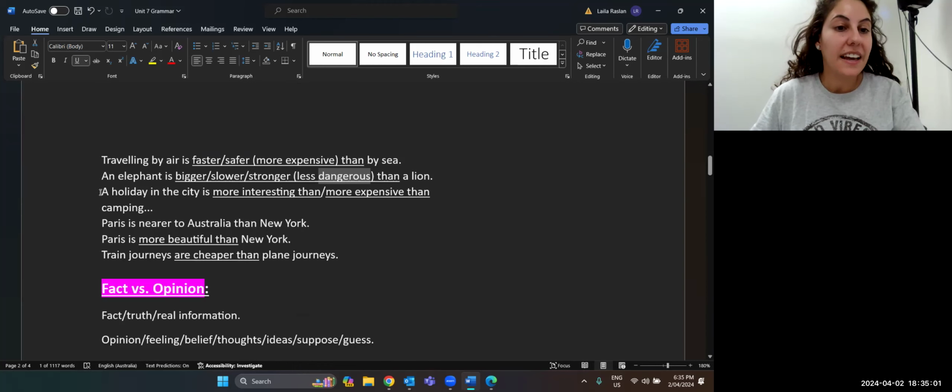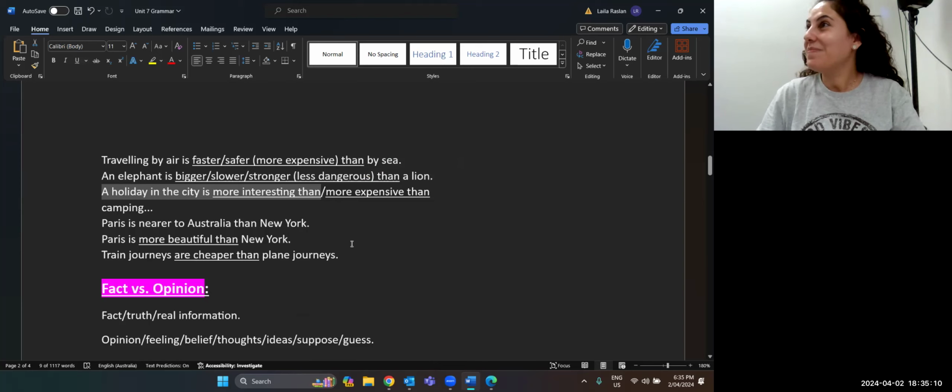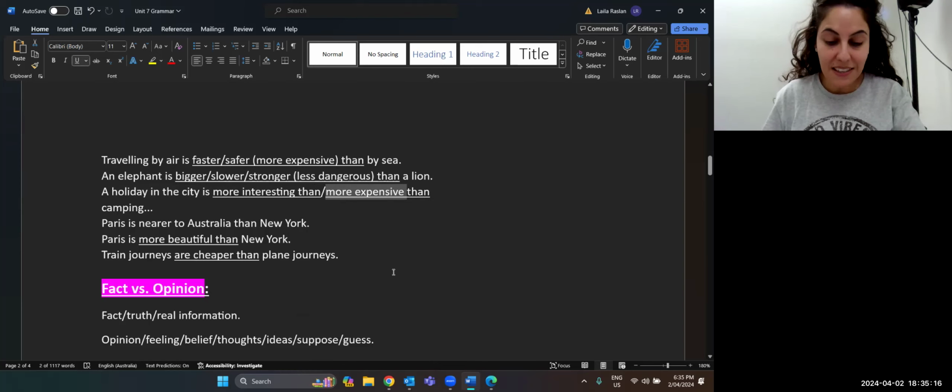Let's compare types of holidays. A holiday in the city is more interesting than camping. Same? Is more expensive. Good. A holiday in the city is more expensive than camping. We're going to compare cities. Paris is nearer to Australia than New York. Paris is more expensive than Australia. Sorry, Paris is more expensive.